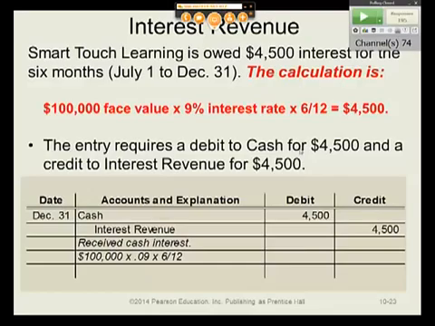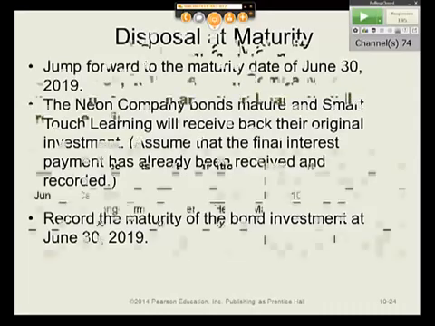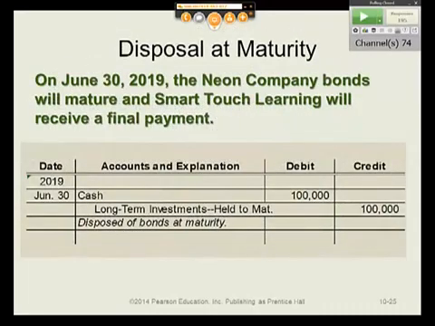Okay. Now, what they want to do next, they call this disposal at maturity. I'm really going to say it's when the bonds mature, you're going to get back your principal and any interest that's owed. In this problem, the bonds mature on June 30th of 2019. They're fast forwarding, and they're going to turn the bonds in for the maturity value. The final interest payment was already received, so they're assuming the entry debiting cash and crediting interest receivable from January 1 to June 30th was already made. When you turn the bonds in, you're going to debit cash and credit the bonds payable.